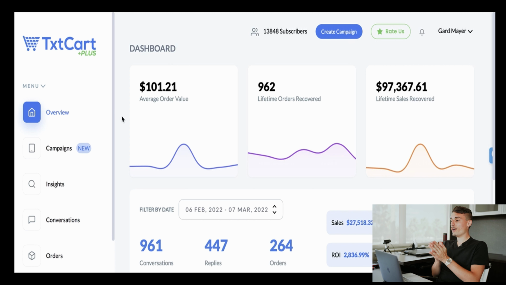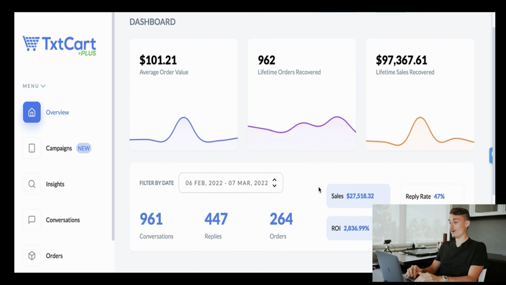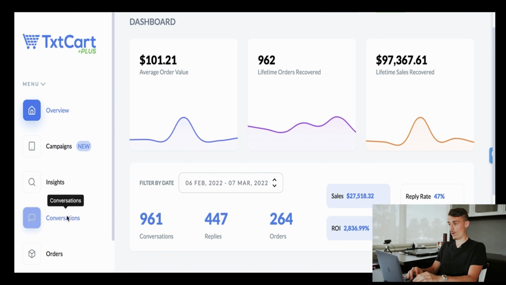All right, so here we are in one of our biggest clients' accounts here. He recently just added TextCart to his store. And as you can see here, over the past 30 days alone, accumulated an extra $27,518 in attributed revenue. Reply rate to the text messages were 47%, and his recovery rate on abandoned carts is 60%. Okay, I'm gonna go over some best practices and some tips as well, so that you can obviously crush it with this app as well.